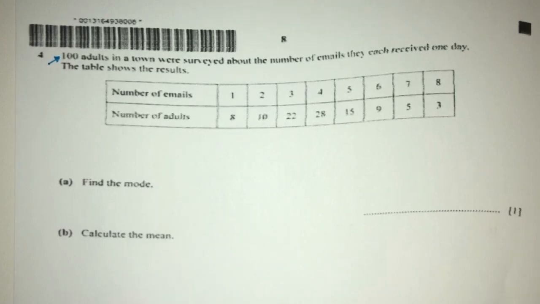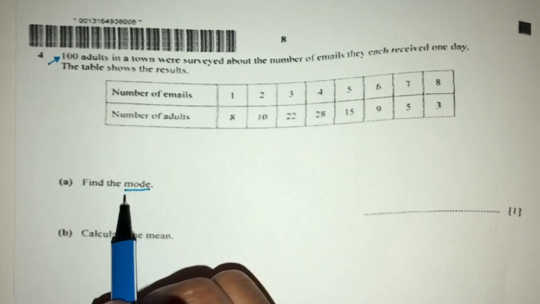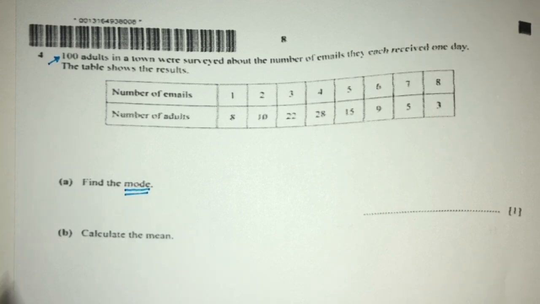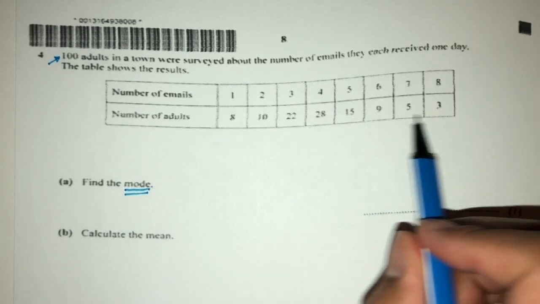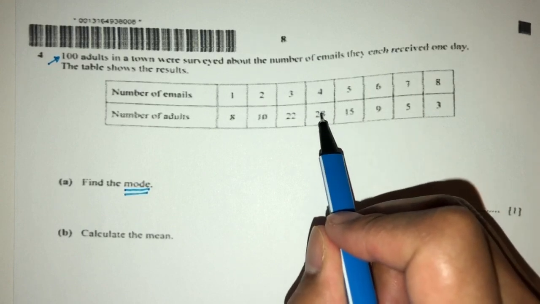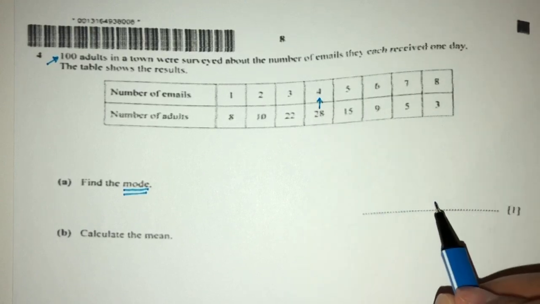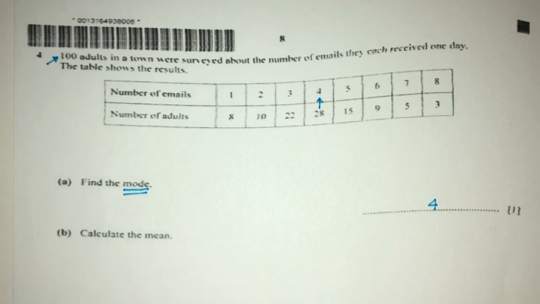Part 1, we have to find the mode. The mode is where the frequency is the maximum. As you can see here, the frequency max is 28. So the corresponding value will be 4. That will be the mode that we have for part a.